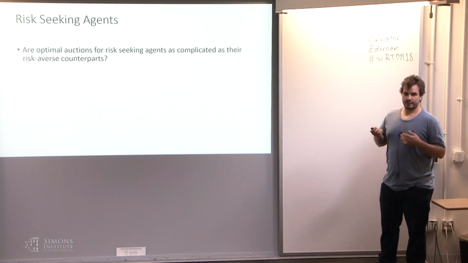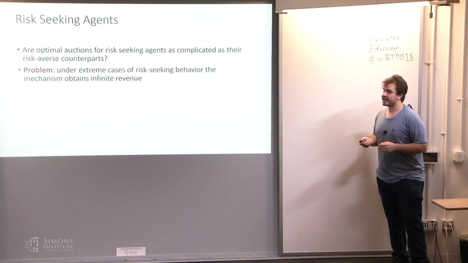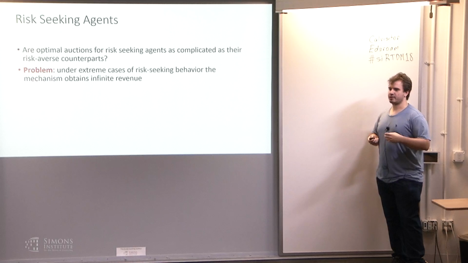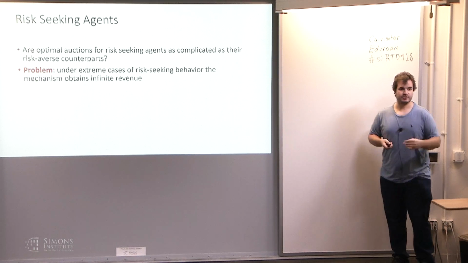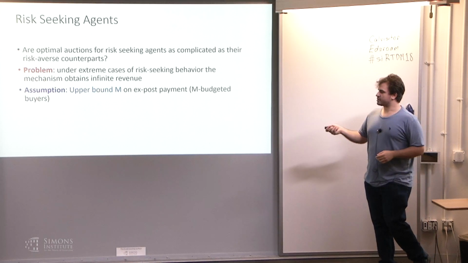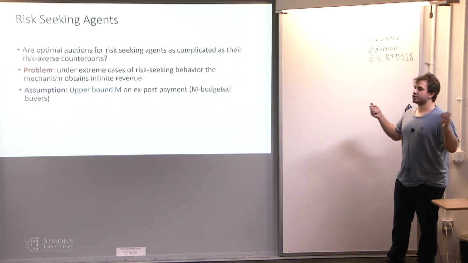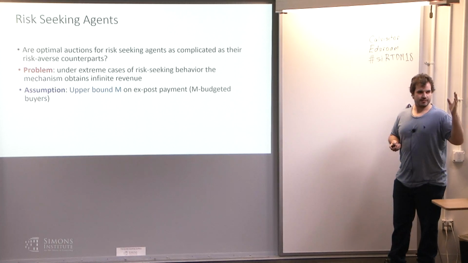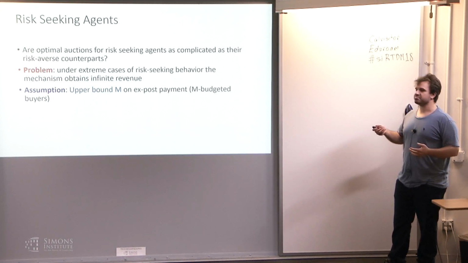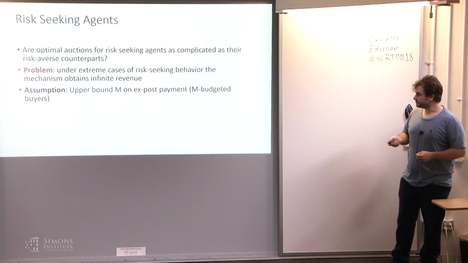Now, one problem we reach with risk-seeking agents is that, under extreme cases of risk-seeking behavior, the mechanism obtains infinite revenue. You can think about the case that if an agent is infinitely risk-seeking, you can offer them an infinite gamble where you can get infinite money. We circumvent this by always assuming an upper bound M on the ex post payment. So we say in no circumstance could you ever charge someone more than M. You can think of it as the buyers having some sort of budget that they cannot go beyond ever paying from their pocket.